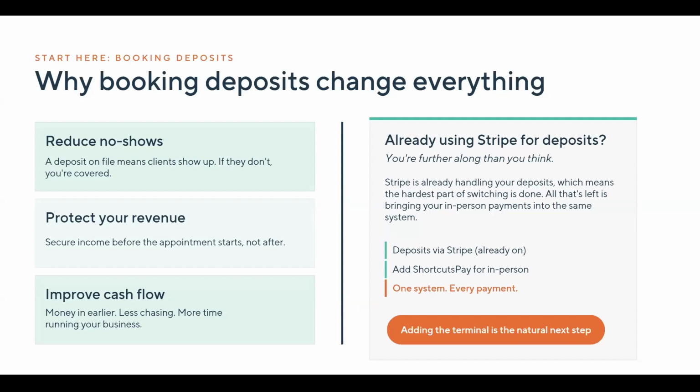Stripe is already handling your deposits, which means the hardest part of switching is done. All that's left is bringing your in-person payments into the same system. Deposits via Stripe, you already switched on. Add Shortcuts Pay for in-person: one system, every payment. Adding the terminal is the natural next step.